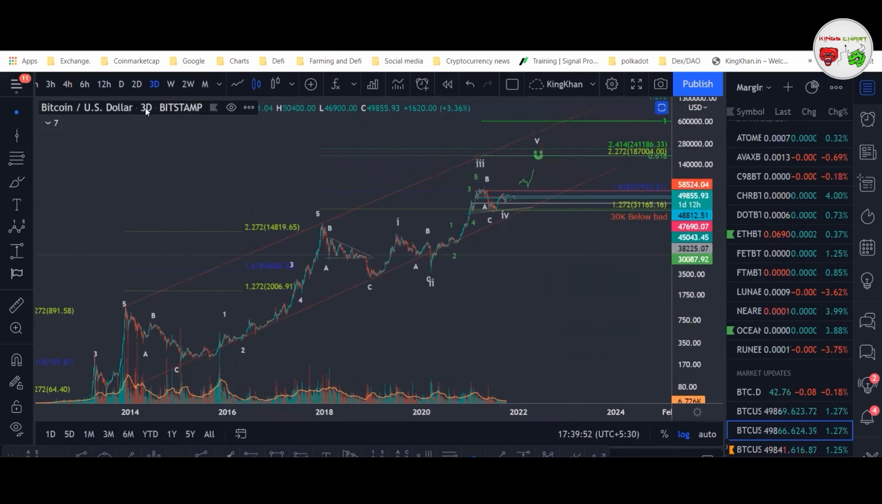Okay, let's talk about the lower time frame. How about the daily chart.